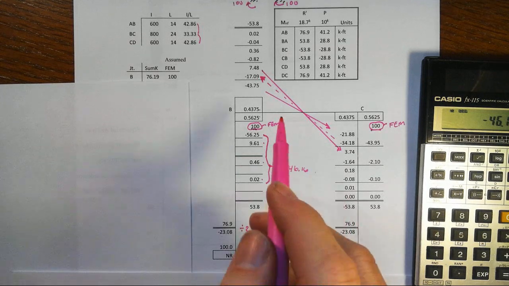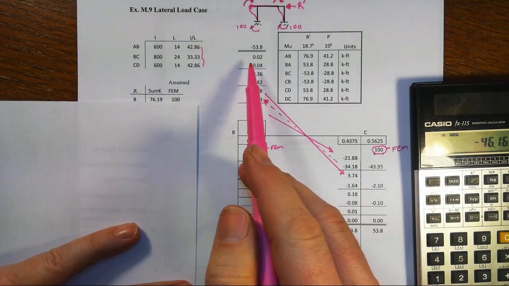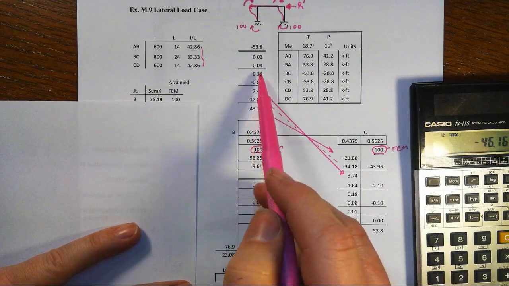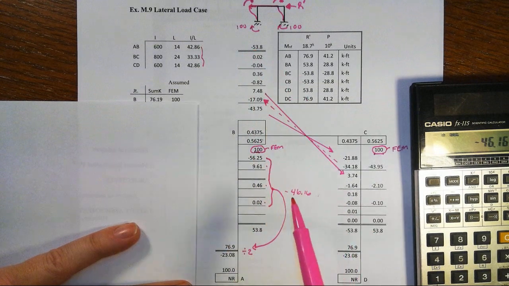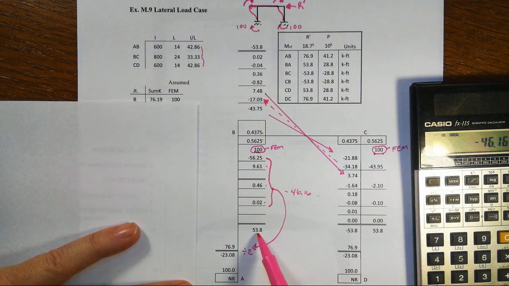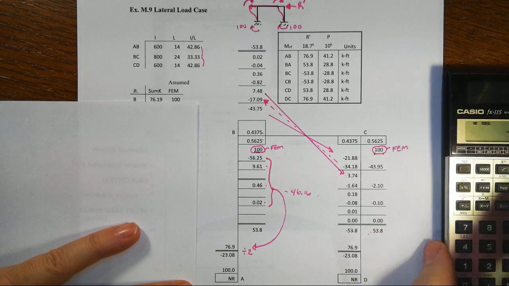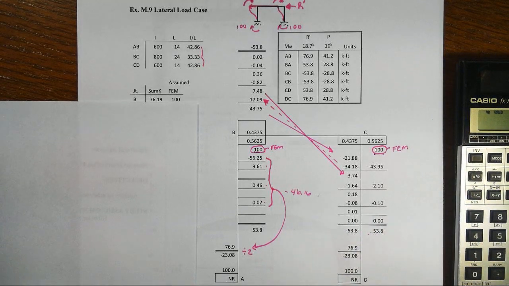Okay, so same thing here at the top of the beam. We sum all those things up, we get the negative 53.8. Yes, that needs to be equal and opposite to what we have in the column. Same thing happens over here for the beam in the column. Right, now that just gets us the end moments.